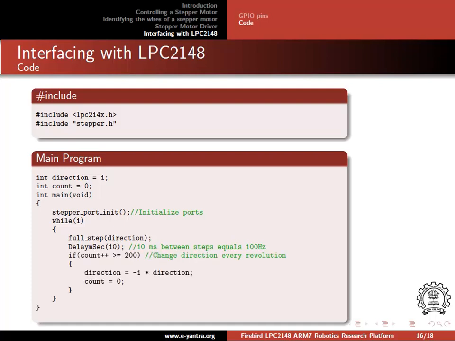Direction here is a global variable that is initially set to +1 and is changed to -1 after every 200 steps by the following code, which increments count in each iteration and changes direction from +1 to -1 and vice versa if count exceeds 200. It then resets count to 0. The stepper we use completes a revolution in 200 steps. Modify this value if your stepper motor's steps per revolution value is different.